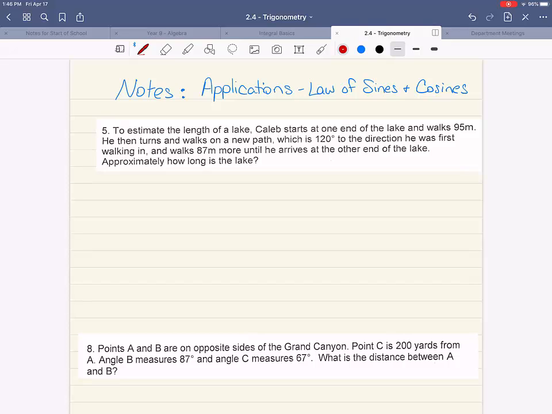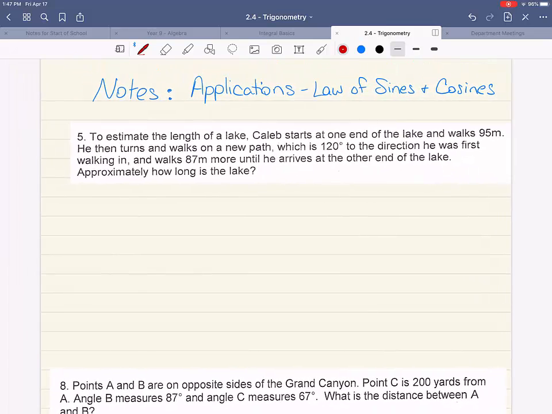So first of all, we have this question, and it says to estimate the length of a lake, Caleb starts at one end of the lake and walks 95 meters. He then turns and walks on a new path which is 120 degrees to the direction he was first walking in, and he walks 87 more meters until he arrives at the other end of the lake. Approximately how long is the lake?